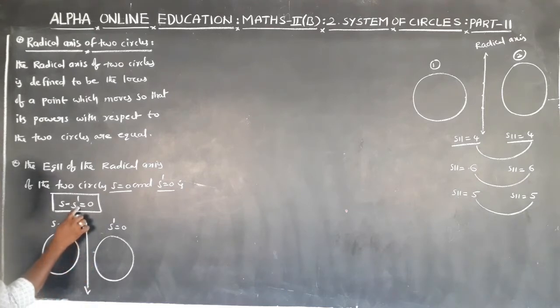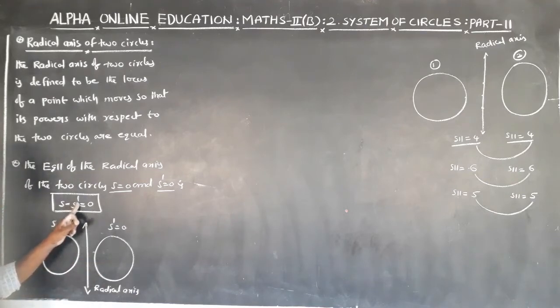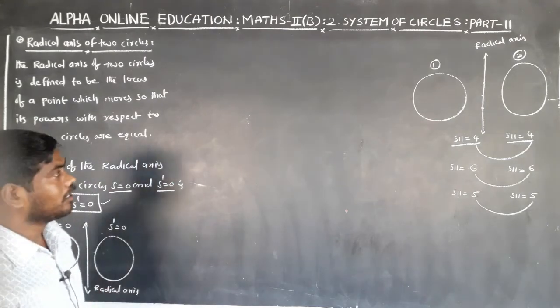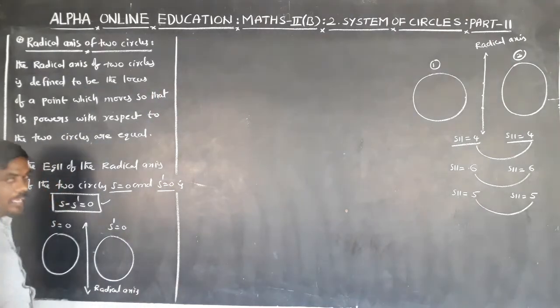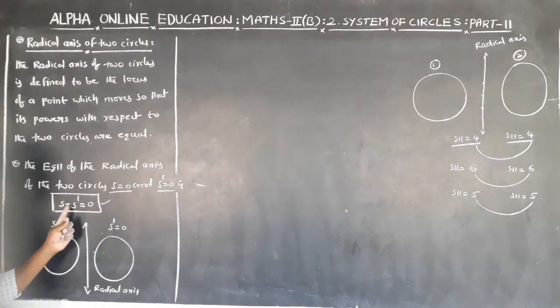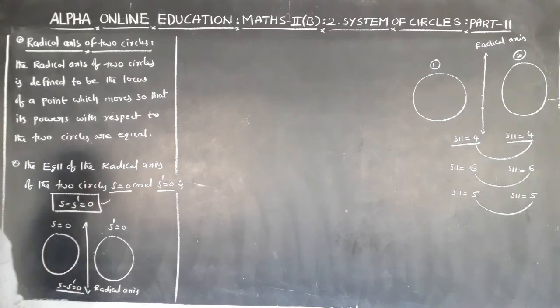This is the formula for finding the radical axis of the two circles S is equal to 0 and S dash is equal to 0, which is S minus S dash is equal to 0. This is the formula for finding the radical axis.